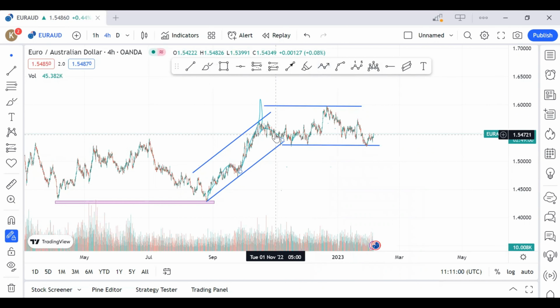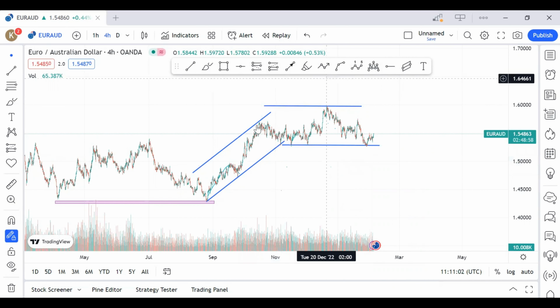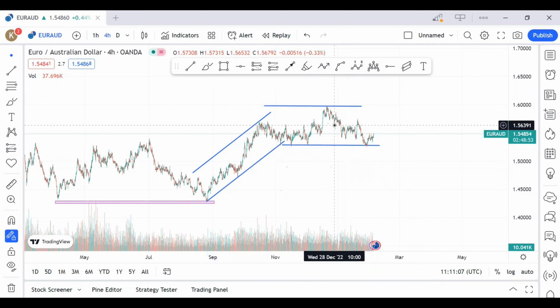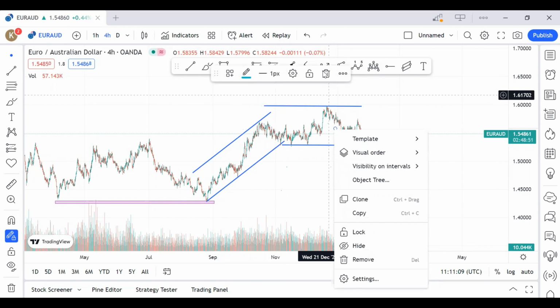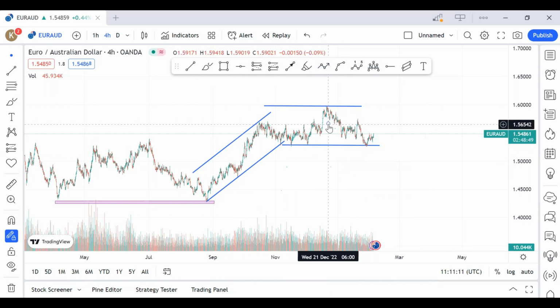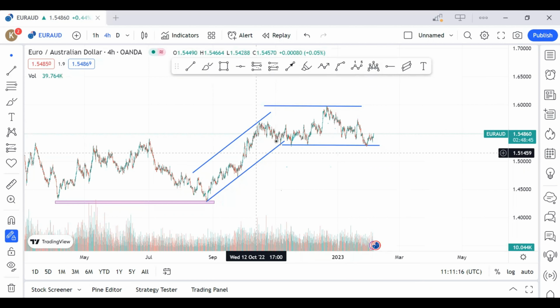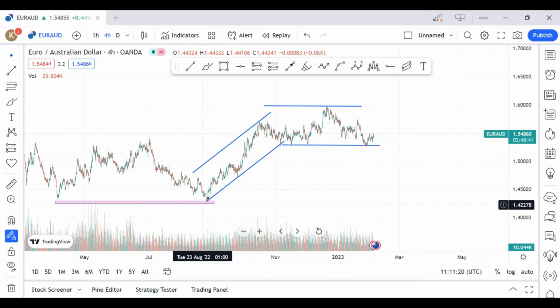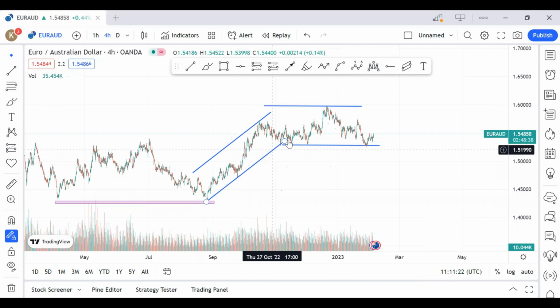Remember guys, with this strategy you will never go wrong. We make sure that we cater for all touches to make a structure. Okay, so as you can see, we catered for this touch here, first touch, second touch, and third touch.